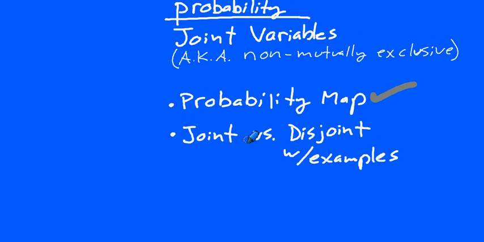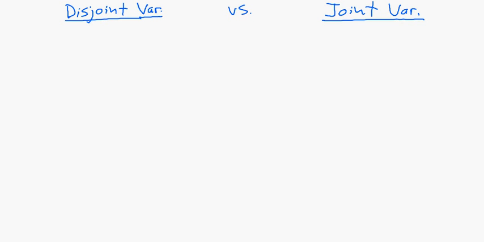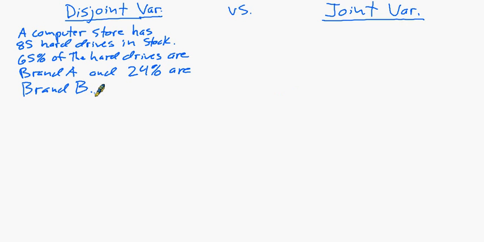Now, let's actually talk about joint versus disjoint variables. So let's get an example up on the board. Under disjoint variable, we're talking about hard drives. A computer store has 85 hard drives. 65% of those hard drives are brand A. 24% are brand B.